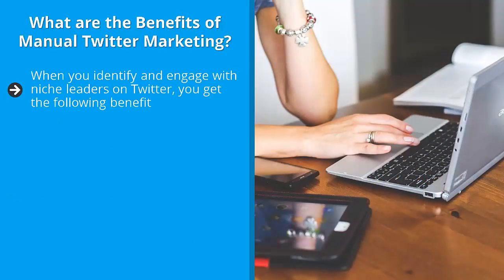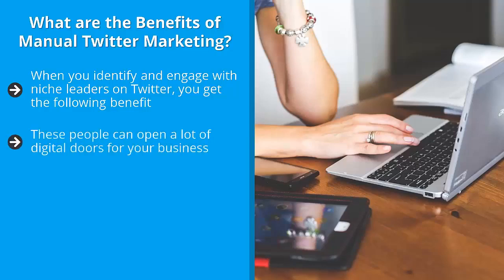What are the benefits of manual Twitter marketing? When you identify and engage with niche leaders on Twitter, you get the following benefit. First of all, you get niche-specific hashtags. Second, you get a chance to get on the radar with people who are really experts or authorities in your niche. These people can open a lot of digital doors for your business. They can retweet your actual content. This can lead to niche-specific audience members visiting your website.